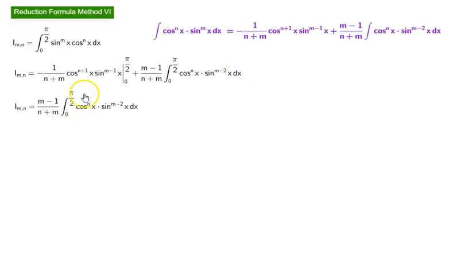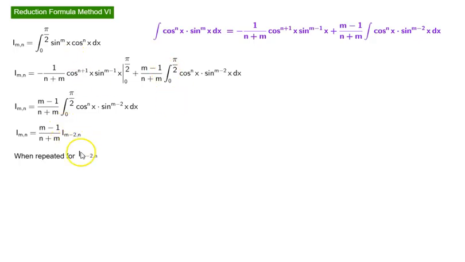Now, the first term disappears. Why? Because we have a product of cos and sine, and it is from 0 to pi by 2. So cos pi by 2 is 0 and sine 0 is 0. So this term disappears. We are left with m minus 1 by n plus m times the integral from 0 to pi by 2 of cos nx times sine m minus 2 x dx. This can be written as I sub m minus 2 comma n.